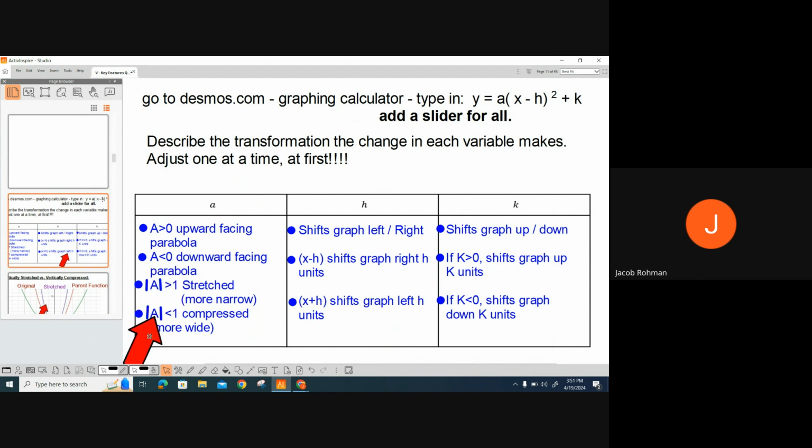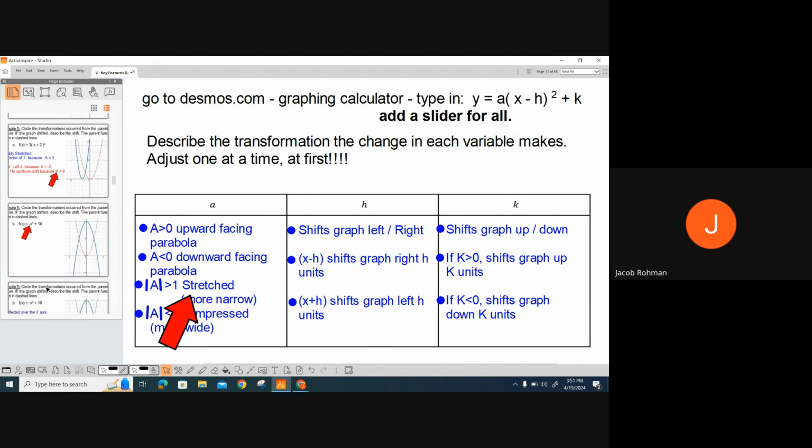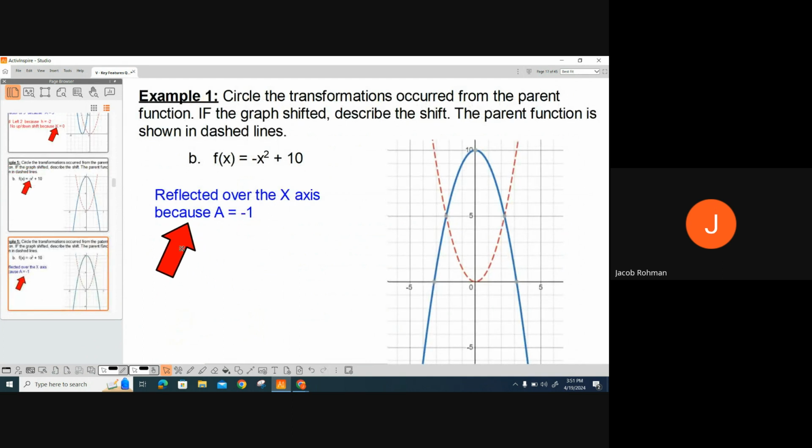And the absolute value of A is not greater than 1. And the absolute value of A is not less than 1. So there's nothing going to be stretched or compressed here. So it's just going to be facing upward or downward, which we would call reflected. So since A is -1, we're going to say this is reflected over the x-axis.